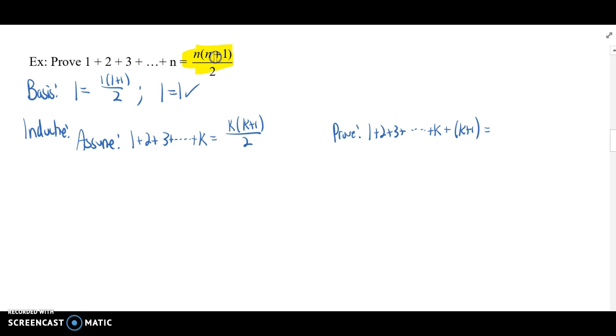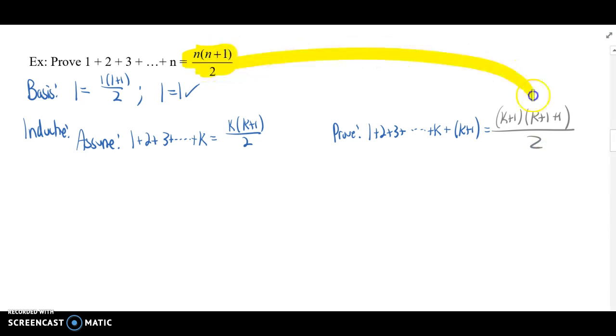back to this formula, anywhere we see an n, we're going to plug in k plus 1. So k plus 1, k plus 1, plus 1 all over 2. And we're taking this expression here and plugging k plus 1 anywhere we see the n. And it's time to do a little bit of algebra. On the left, 1 plus 2 plus 3 plus k plus 1. We're not going to change that just yet.